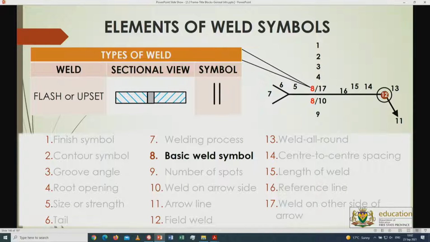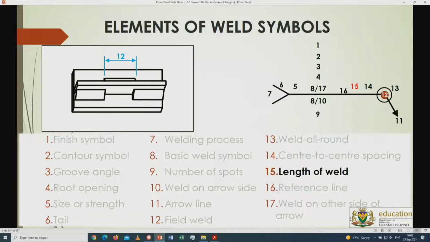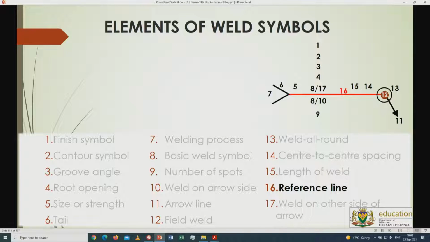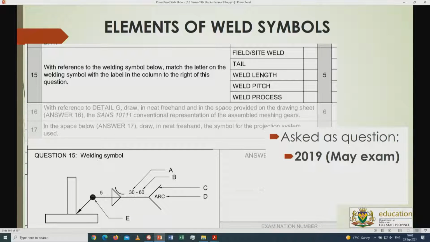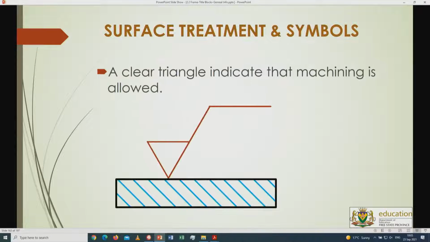These are symbols that will be drawn onto those areas, and the shark fins and weld all around, do it on site, and mark on the other side of the arrow itself. This is the type of question that you can get. Now in this question paper it wasn't asked for welding symbols, but this comes from an exam paper of 2019. It's content knowledge, in other words, that you have to bring to the table.